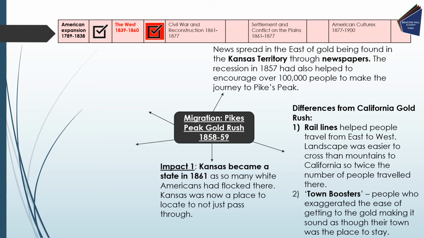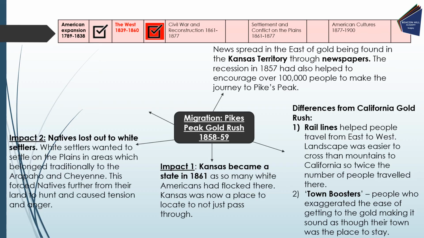In terms of the impact of the Pikes Peak Gold Rush, Kansas becomes a state in 1861 as so many white Americans had flocked there. So Kansas was now a place to locate, not just to pass through. So similar to California, there are so many white Americans that flock there that the area becomes a state. Impact number 2, natives, again similar to California, they lose out to white Americans.